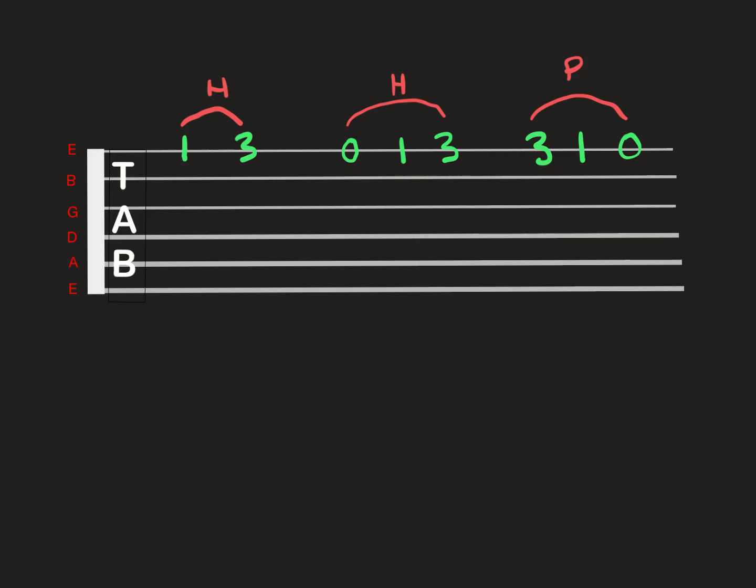You can play them all together or one at a time. We could also, for example, have a combination of a hammer on and pull off in one lick, if it was like that, and the line was going over it.